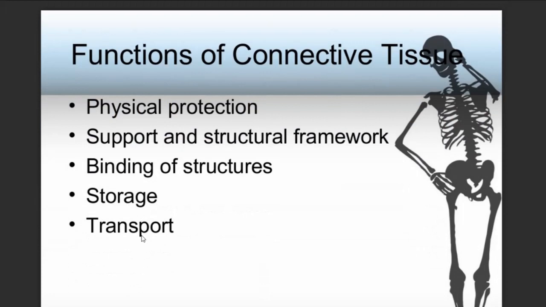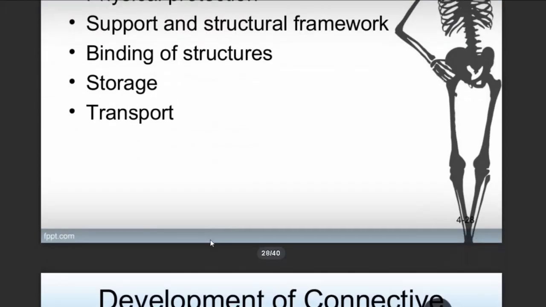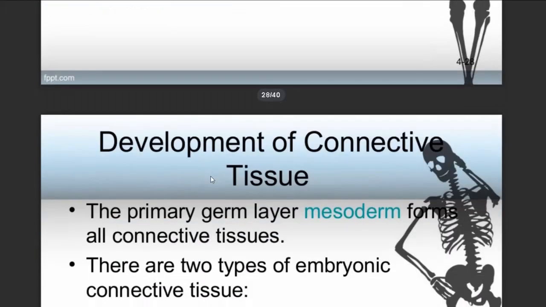Function of connective tissue. It provides physical protection. It supports the structural framework. It binds these structures together. Storage of calcium phosphate, which we will discuss in the bones, and transport of material within and out of this connective tissue.